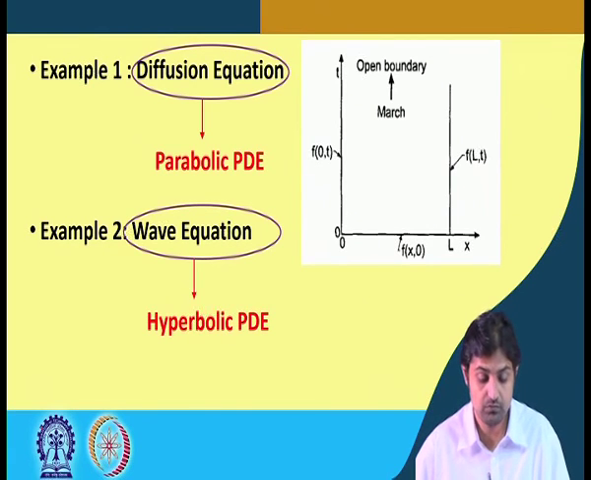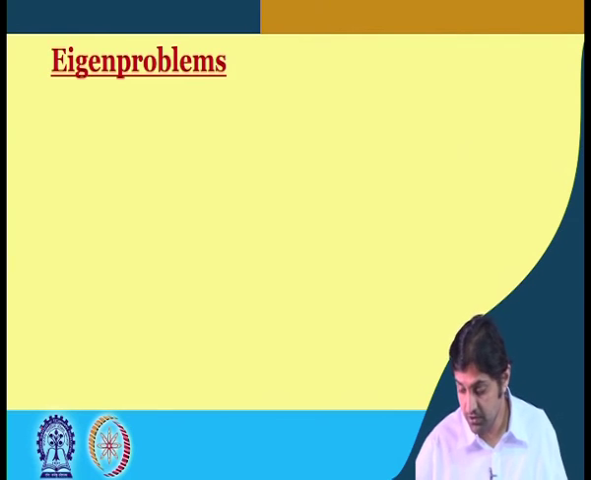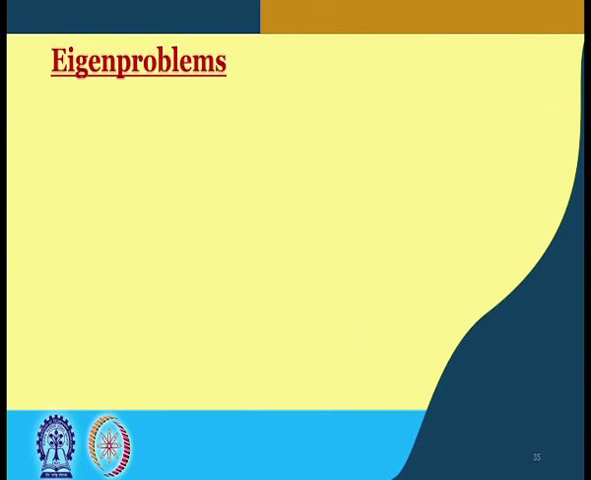So, as we have seen, three different types of equations have different partial differential equation profiles. One was the elliptical Laplace equation, the diffusion equation has a parabolic partial differential equation, and the wave is a hyperbolic partial differential equation. Now, the last one in this set is the eigen problems.